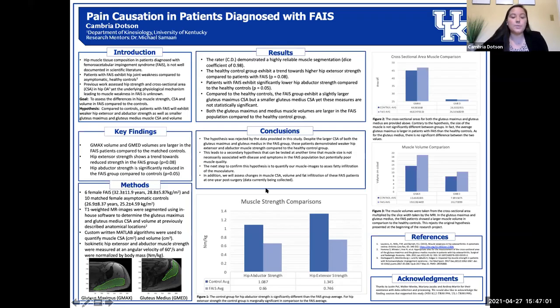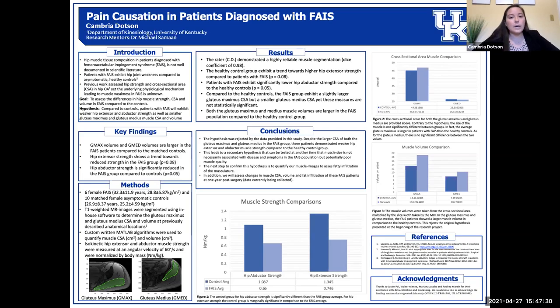And what we're going to do next is actually, instead of looking at the size of the muscle, we're going to go in and look at the composition of the muscle. And so what I mean by that is Dr. Saman has a colleague who is working on a fat infiltration algorithm for us that we're going to input into MATLAB. And then from there, MATLAB will plug and chug for us and give us the density of those hip muscles and what part of it is fatty tissue and what part of it is healthy tissue.